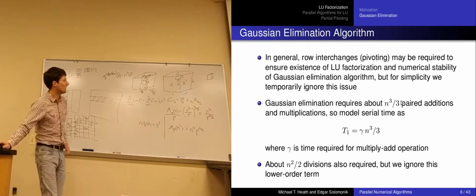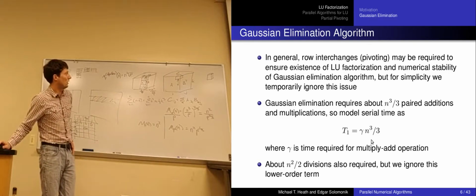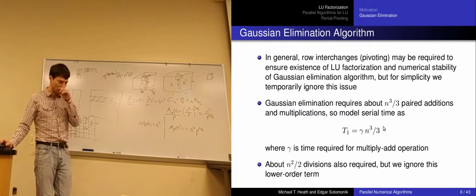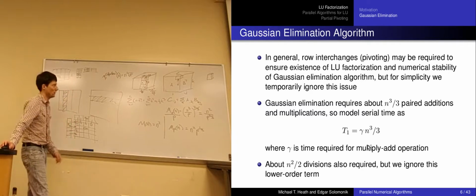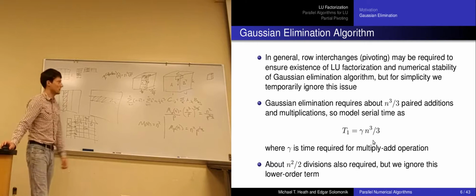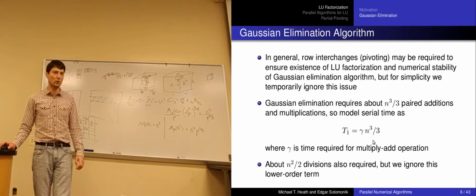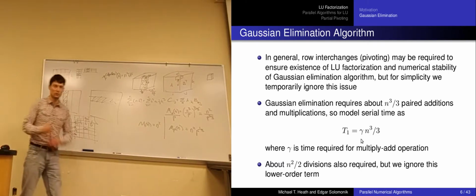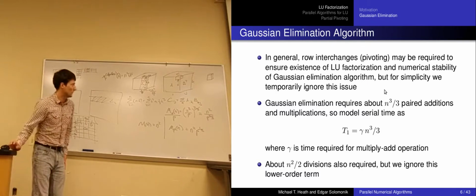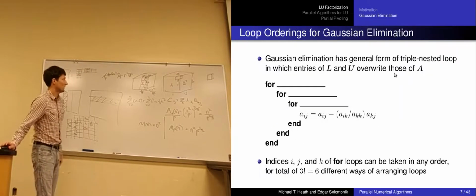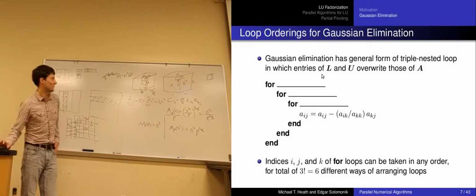Oh yeah, so this is pairing addition and multiplication. So it's n cubed over 3 multiplications, sorry about that. And it's n cubed over 3 additions for a total of 2 n cubed over 3 operations. So it's a factor of 3 less than matrix multiplication. Yeah, I miscounted there. It helps to actually do the math sometimes.